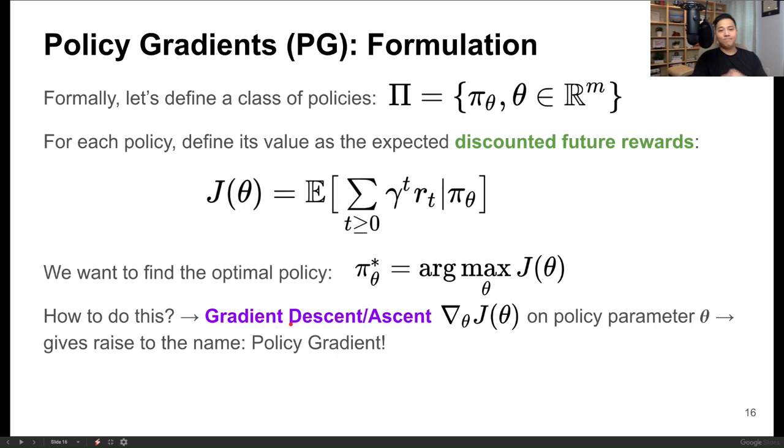So how do you do this? The go-to answer is gradient descent, but in this case, it's gradient ascent, right? Because you want to move the parameters to increase the rewards, not minimize the loss, right? That gives rise to the name policy gradient, right? Which is the gradient of the function J here.